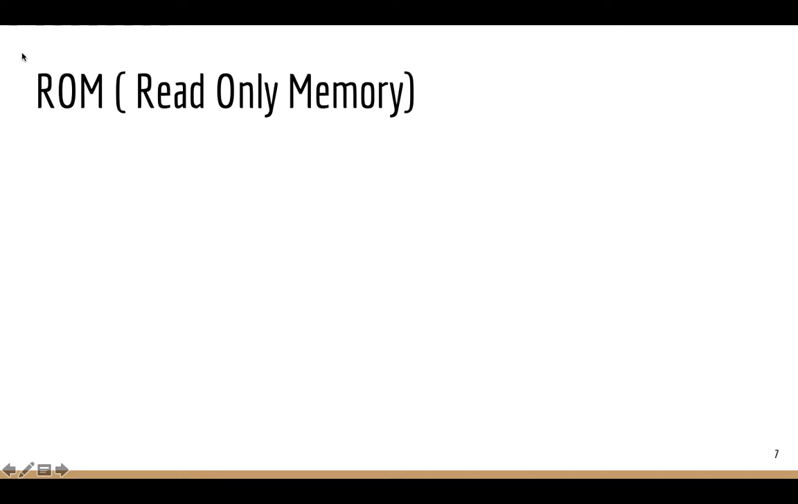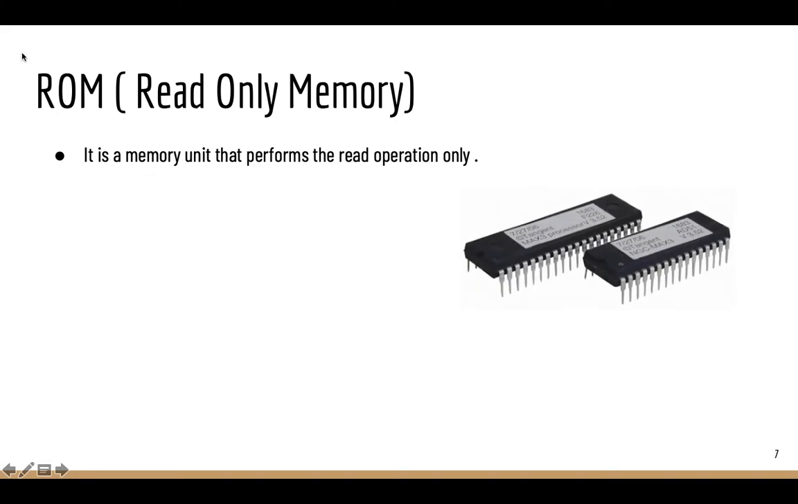Let's go to ROM, which is known as read-only memory. It is a memory unit that performs read operations only. Now, in ROM, the information is already stored. You just have to access the information. That means it performs read operations only. This is how a typical ROM looks. It is a non-volatile memory. That means information stored in ROM is permanent.